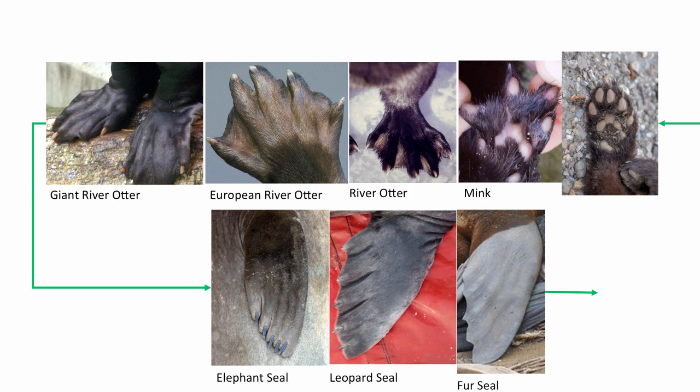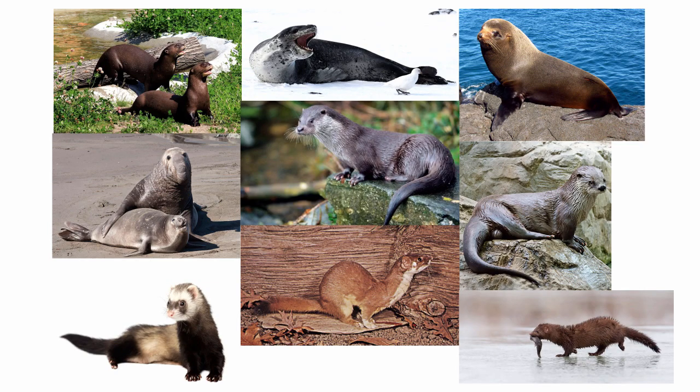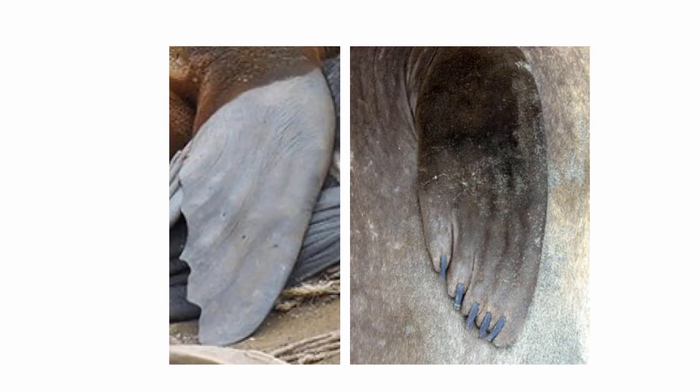What's interesting is for this example, I used living members of both groups, Mustelidae and pinnipeds. So you just saw the paws and the flippers of elephant seals, leopard seals, fur seals, and 3 types of otters, and a mink, and a weasel. And these differences aren't only skin deep.